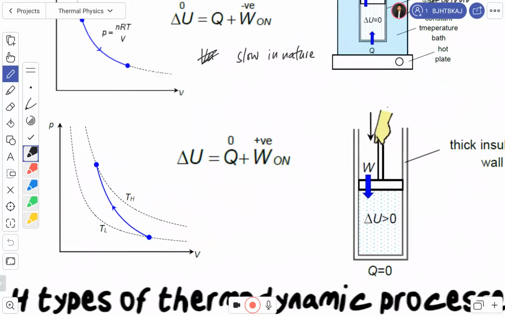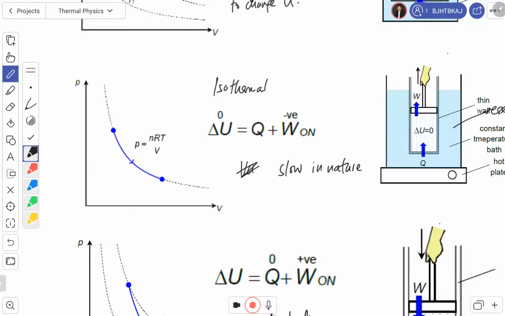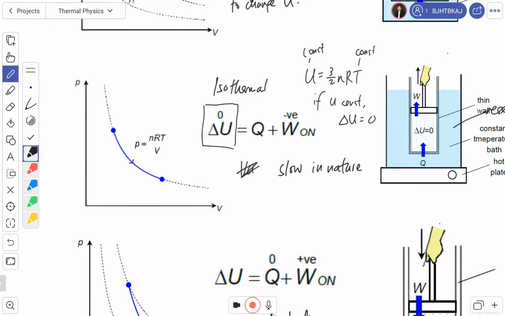Finally, there's one more process, we call it adiabatic. Adiabatic process, I forgot to mention the first law equation for isothermal. What's characteristic of this equation is that delta U is always zero, because you stay at the same temperature. And you recall, internal energy equals 3/2 nRT. So if T is constant, U is constant as well. If U is constant, then delta U is zero. There's no change. So this equation, you always look for this.